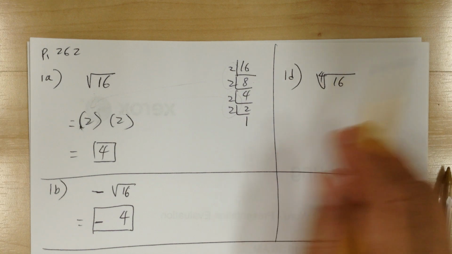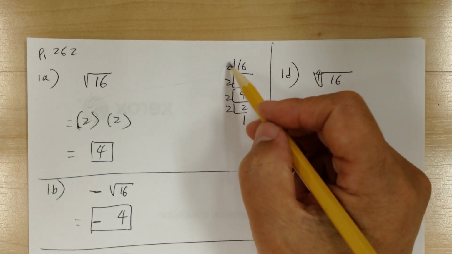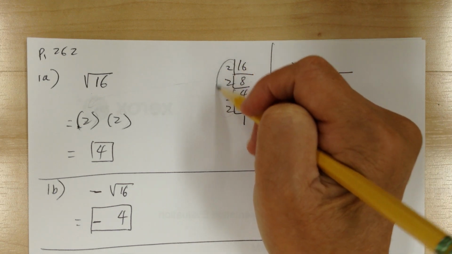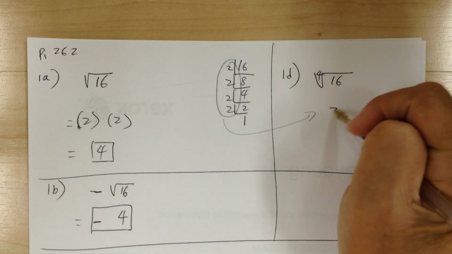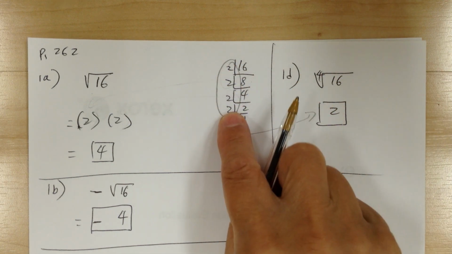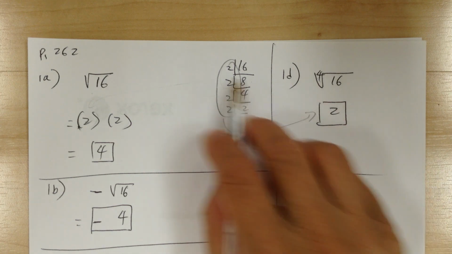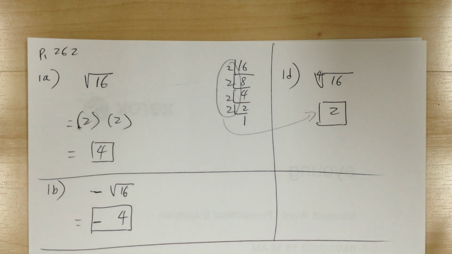The index 4 means you need to get 4 of the radicands. So index 4 means you need to get 4 of them to make an integer. So there are 4 of them, and this will give you an integer. So this will equal 2. Again, index 4 means you need to get 4 of the same radicand to make an integer. Okay, let's go to the next one.